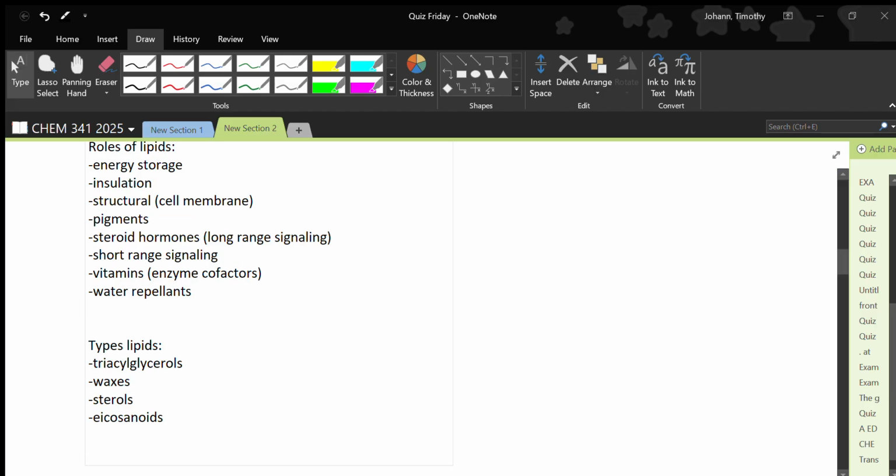Okay, these are short-range signaling molecules. They're involved in all sorts of things. One that you might be interested in is pain. When you take your ibuprofen, what it's doing is stopping eicosanoids from being made. And then we can talk about membrane lipids. We're going to spend a lot of time on membrane lipids, the various types of lipids you find in membranes.